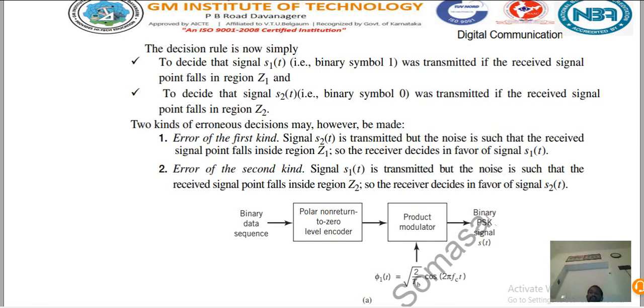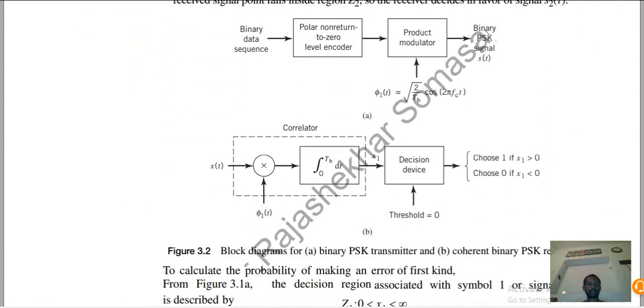So the receiver decides in favor of signal S2 of t based on the threshold, and a decision device just decides the signal in favor based on the threshold, and the threshold may be changing based on the noise. Right, this is the second error kind.